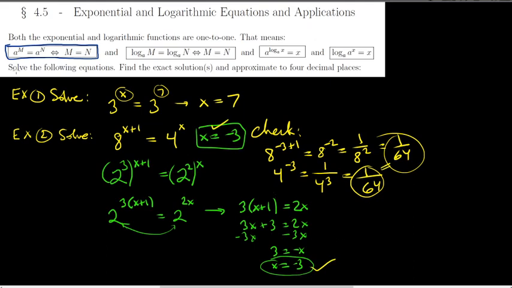So that's how this works for exponential functions. When you can get the bases to be the same, like both of the bases here were equal to 2, then that's easy. Then you just set the exponents equal to each other.